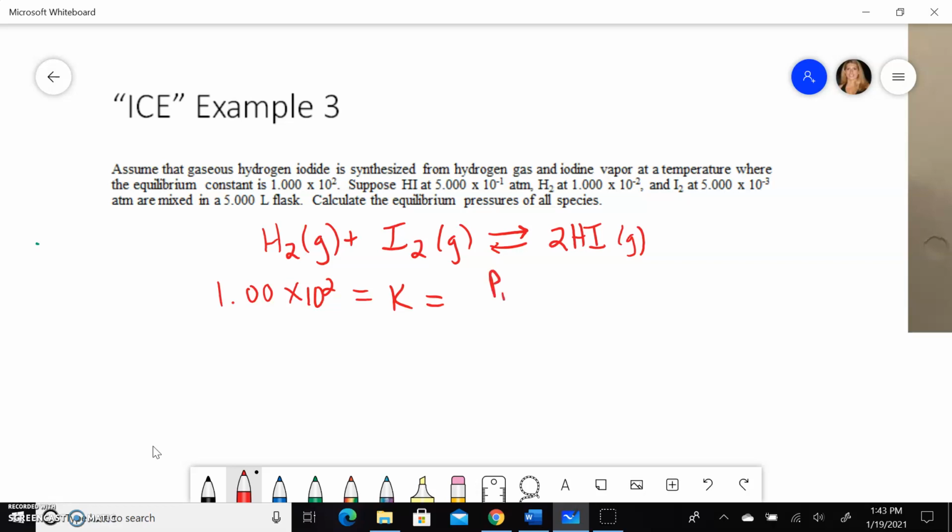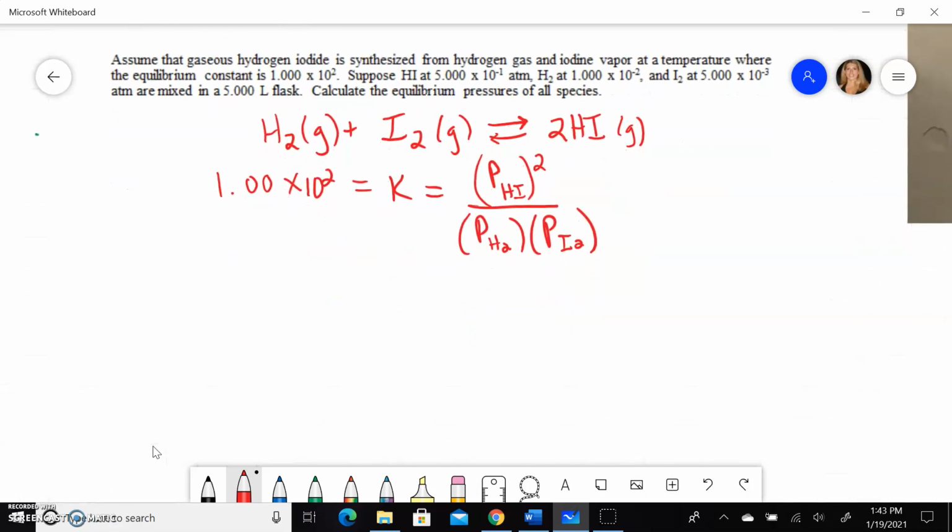And this time we're doing pressures, and the way that they show pressures is with a capital P, and then the subscript is the chemical you're talking about. And that one needs to be squared because it has a coefficient of 2. And in this case, we have initial pressures of all 3 of our components, and so we can't assume that it shifts towards the 0 because we don't have a 0. So we do need to go ahead and calculate Q, and Q is calculated the same way as K.